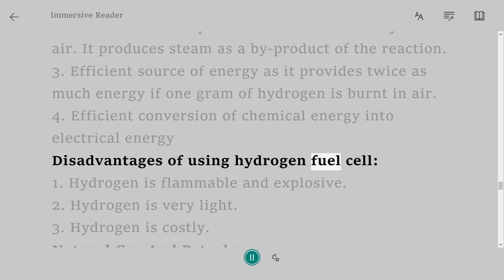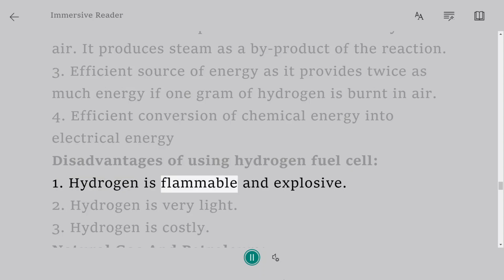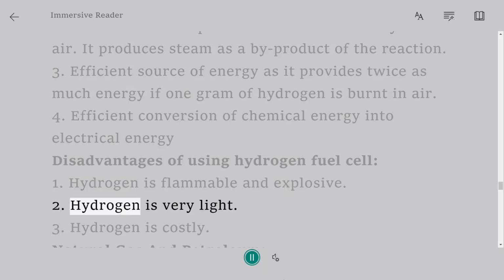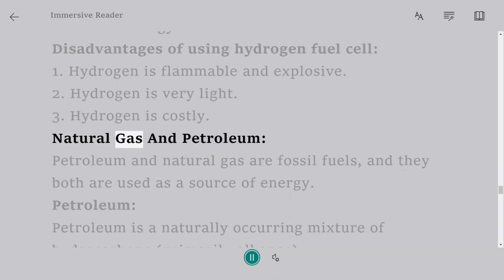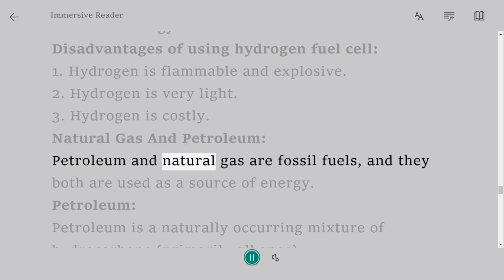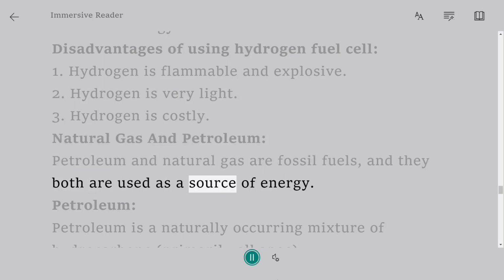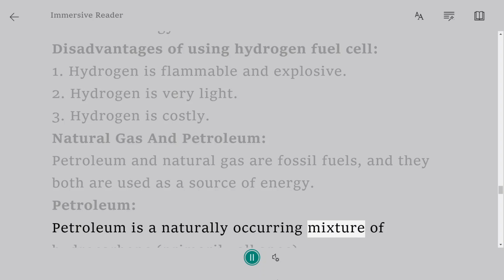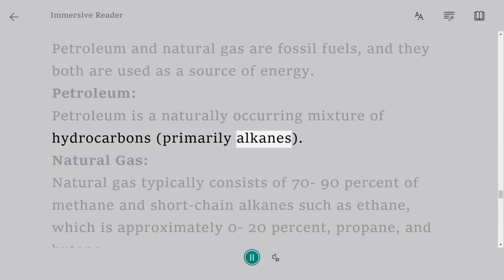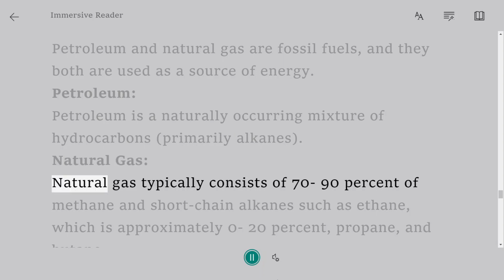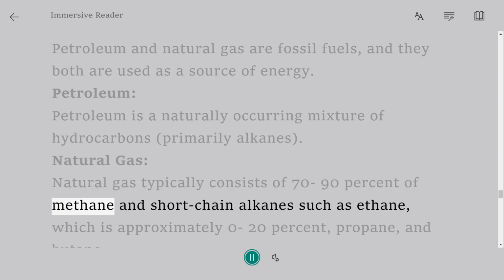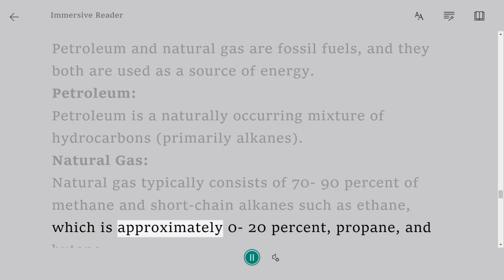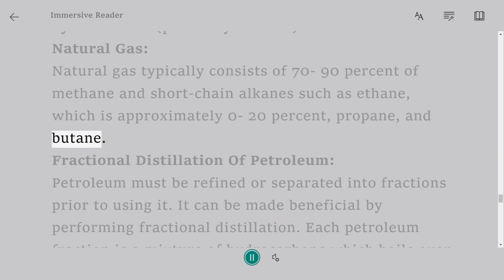Disadvantages of using hydrogen fuel cell. 1. Hydrogen is flammable and explosive. 2. Hydrogen is very light. 3. Hydrogen is costly. Natural gas and petroleum. Petroleum and natural gas are fossil fuels, and they both are used as a source of energy. Petroleum. Petroleum is a naturally occurring mixture of hydrocarbons, primarily alkanes. Natural gas. Natural gas typically consists of 70–90% methane and short-chain alkanes such as ethane, which is approximately 0–20%, propane, and butane.